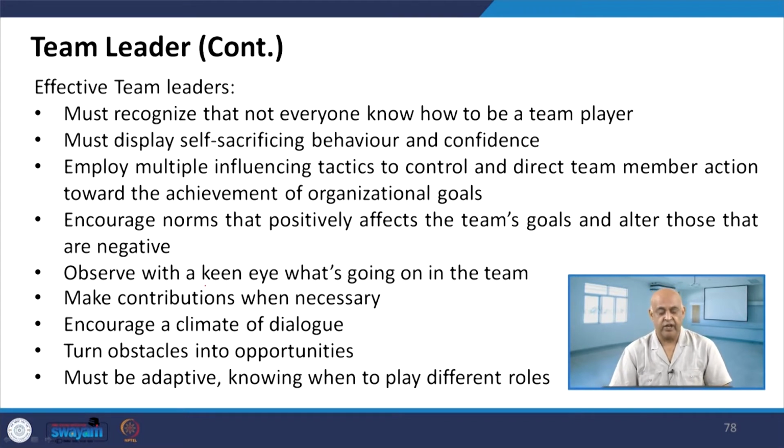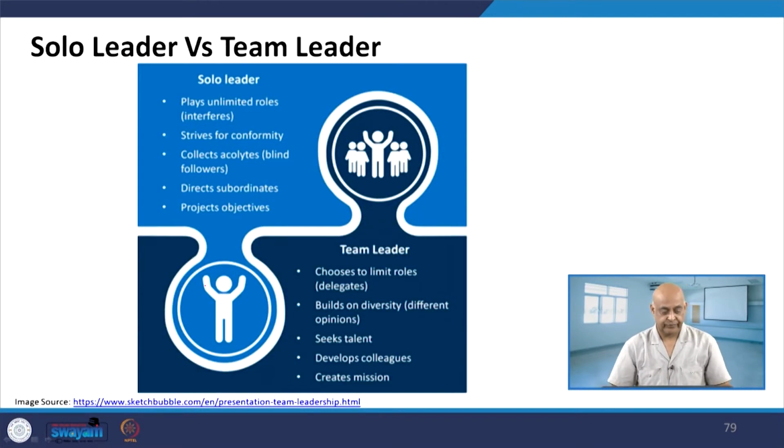Encourage a climate of dialogue, and therefore always be open for communication. Turn obstacles into opportunities. Whenever there is a problem or challenge, it creates the opportunity to think how to overcome this problem and how to provide a new solution. Must be adaptive, knowing when to play different roles. Whatever the different roles of the team leader are, he should be able to play them at the appropriate time, and must be very adaptive.